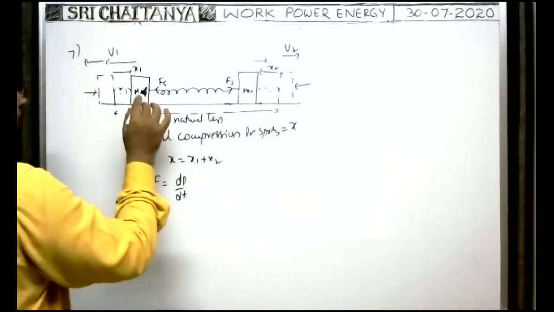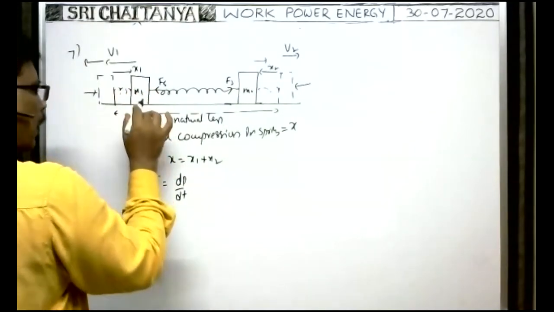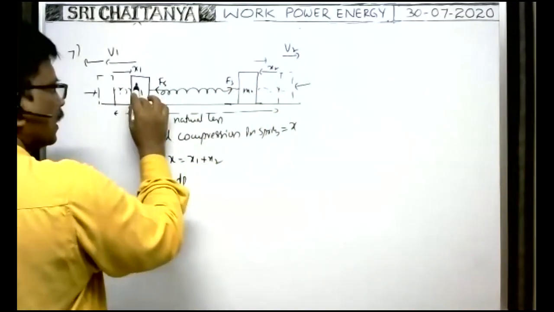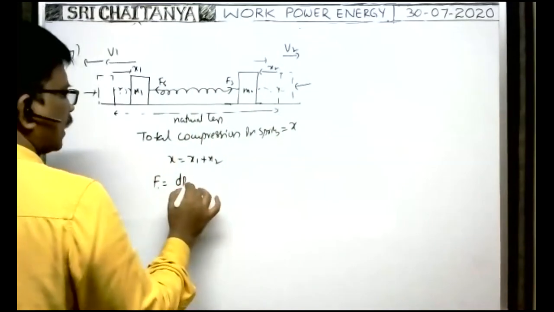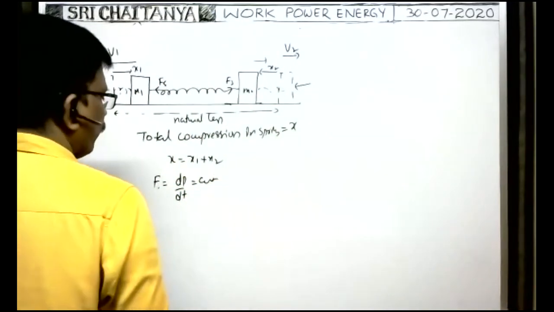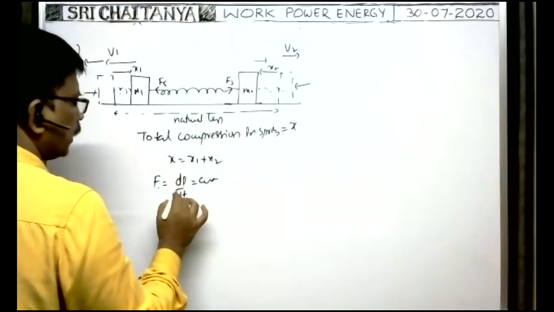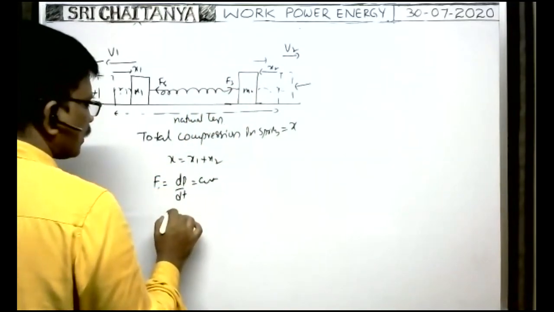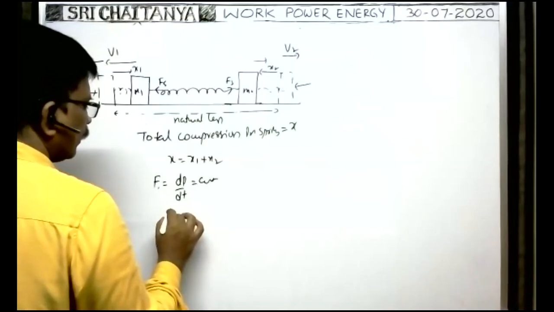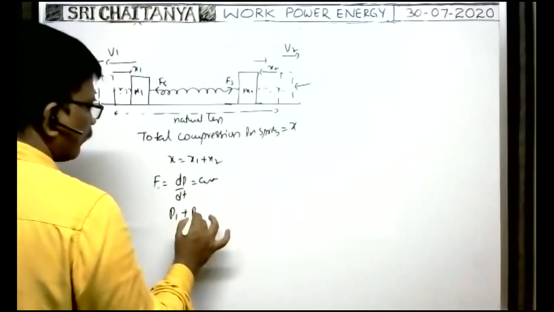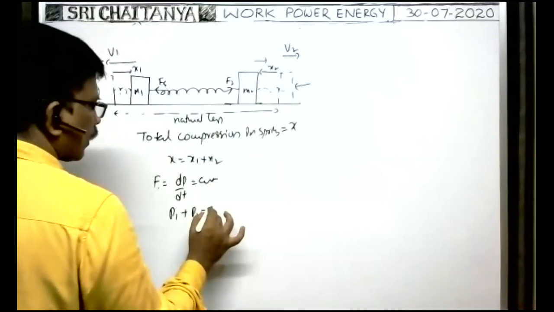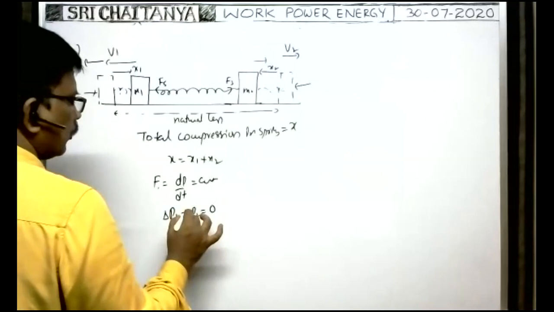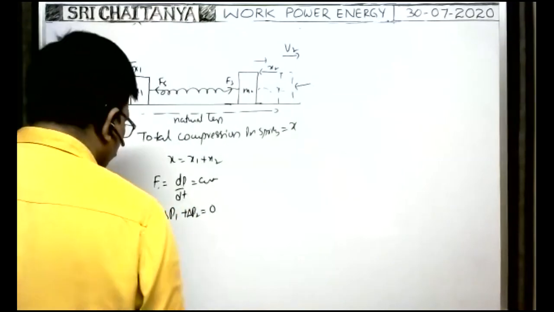Whenever the spring force acts on the block, it is equal to F = dp/dt. This is constant on both the blocks. On this block, the same force acts. That's why this is equal to a constant. Whenever this is constant, the change in momentum of the system remains constant. Or the momentum of the first block plus the momentum of the second block is equal to 0. Change in momentum of the first block plus change in momentum of the second block is equal to 0.